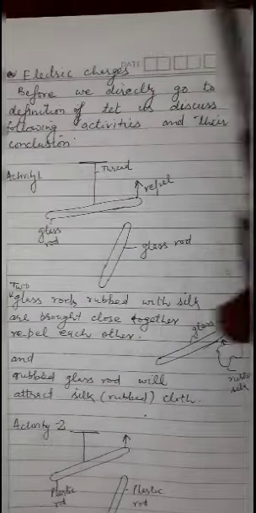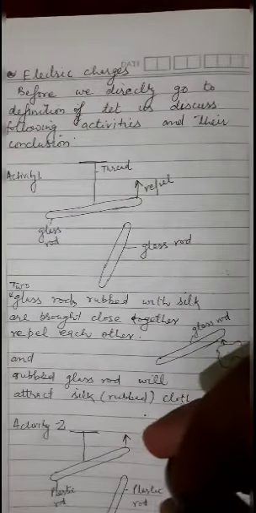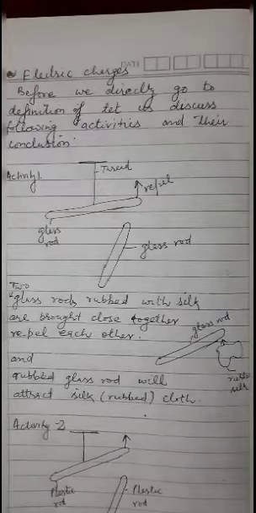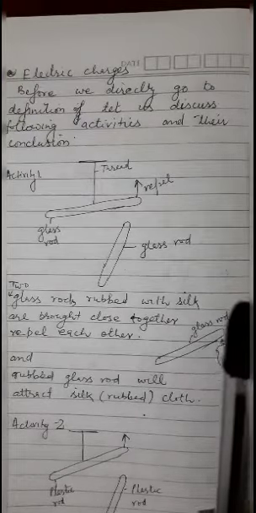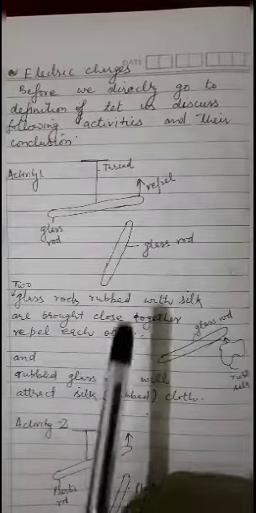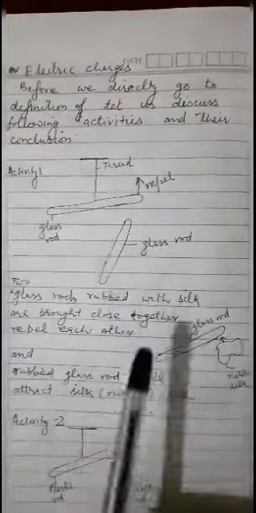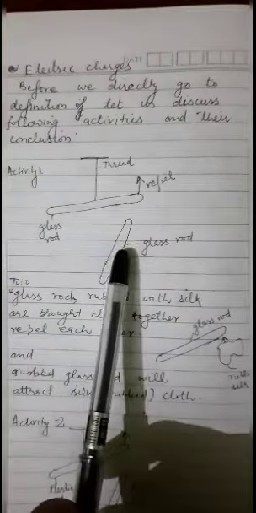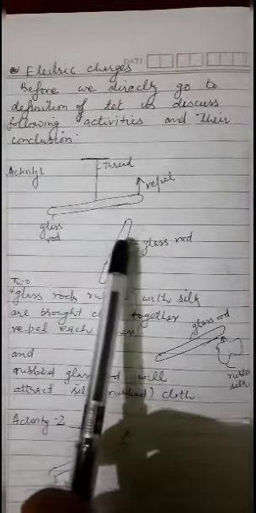The first topic in this chapter is electric charge. Before we go directly to the definition of electric charge, let us discuss some activities, then we will draw some conclusions. For the first activity, this activity consists of two glass rods rubbed with silk. Then these glass rods are brought together.